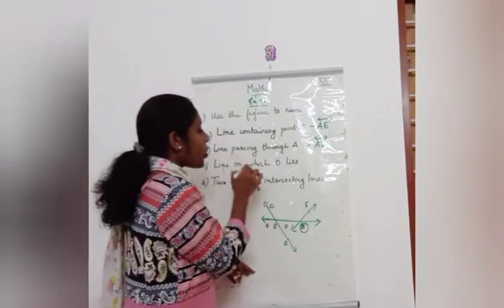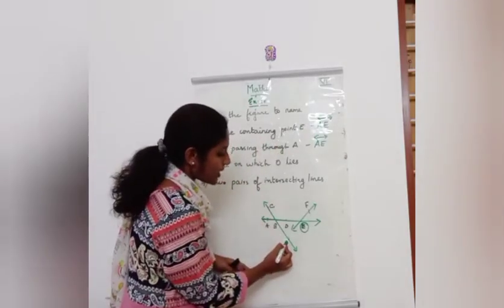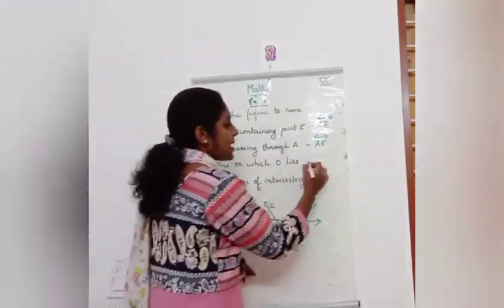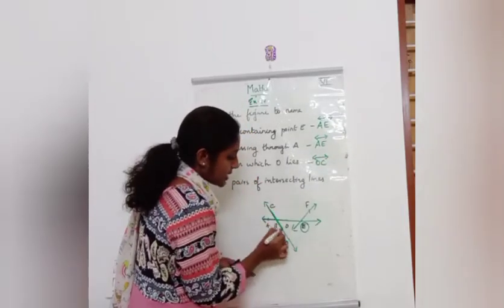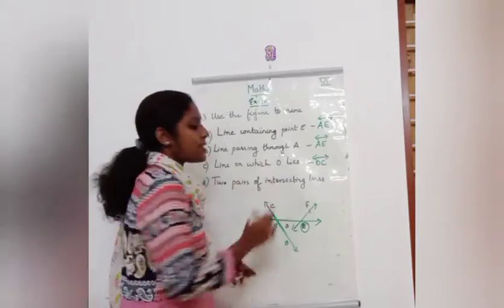Then the line on which O lies. This is the point O. Which line is the line on which this point O lies? OC is the line which passes through that point. Is it? This is OC, the line. Okay. Last one, two pairs of intersecting lines.